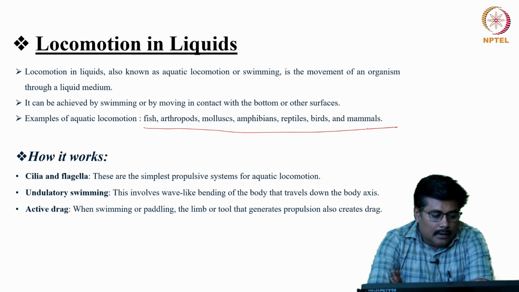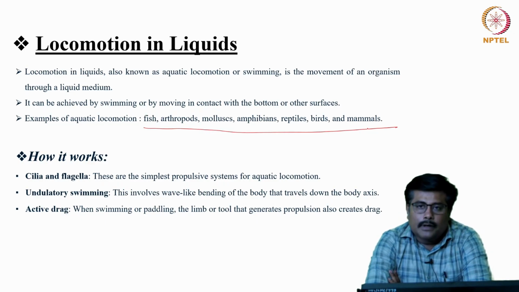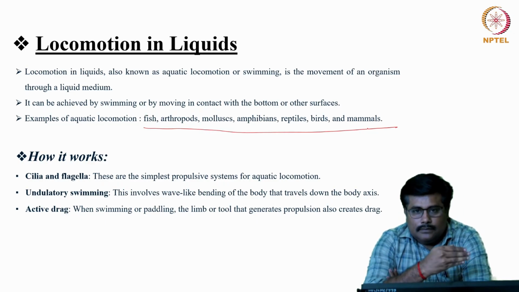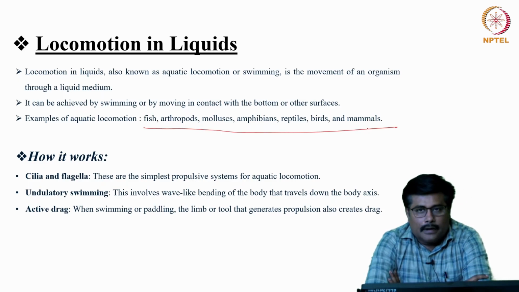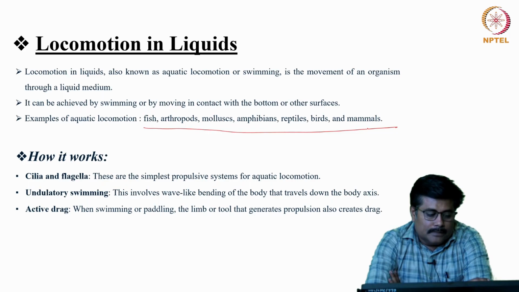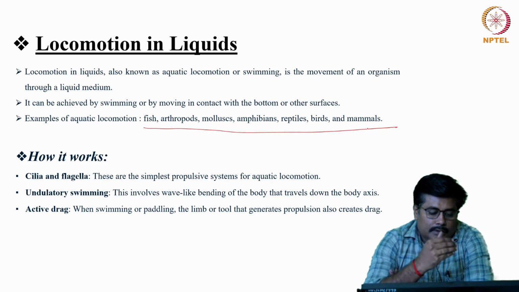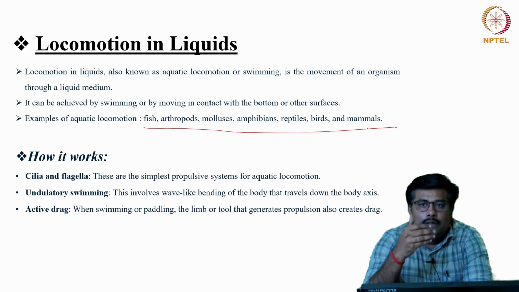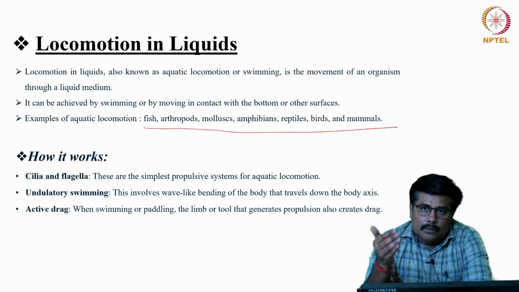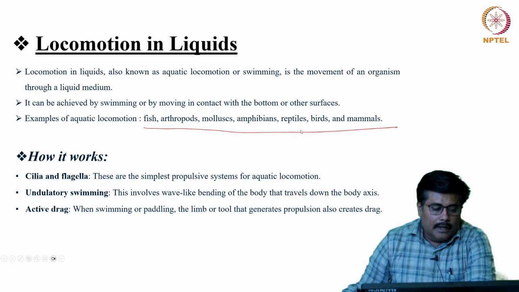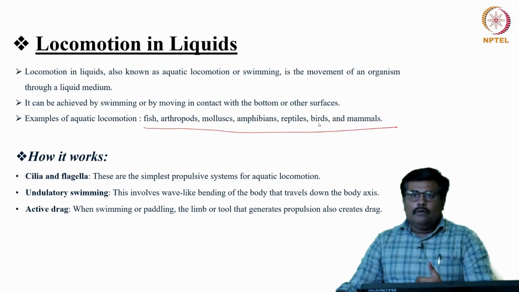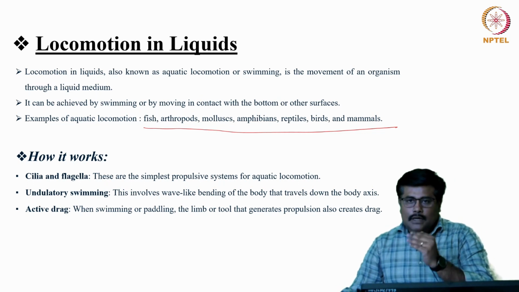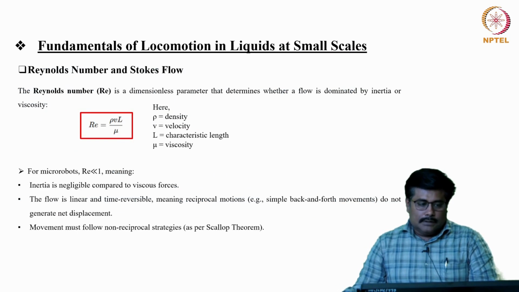They have the simplest propulsion system for aquatic locomotion. When we look into undulatory swimming, this involves wave-like bending of the body that travels down the body axis. When we look into active drag, when swimming or paddling is concerned, the limb or tool that generates the propulsion also creates a drag, and this is effectively used for initiating such a micro propulsion system.